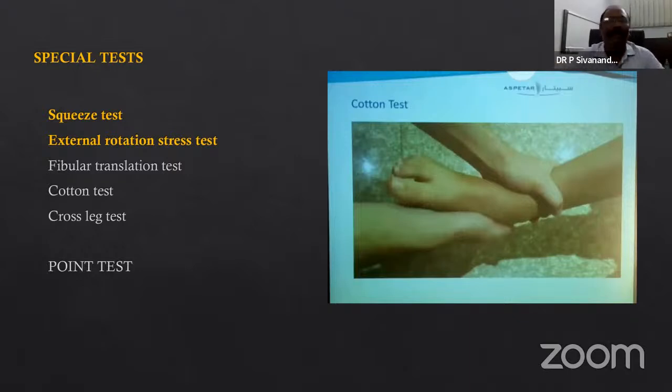Out of these tests, the external rotation stress test and the squeeze test are most significant. The rest of the tests are not that significant. So that's why there is again a debate on these particular issues.